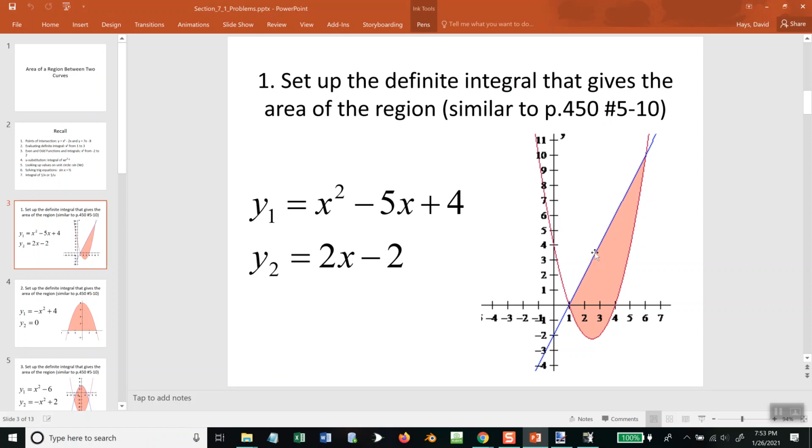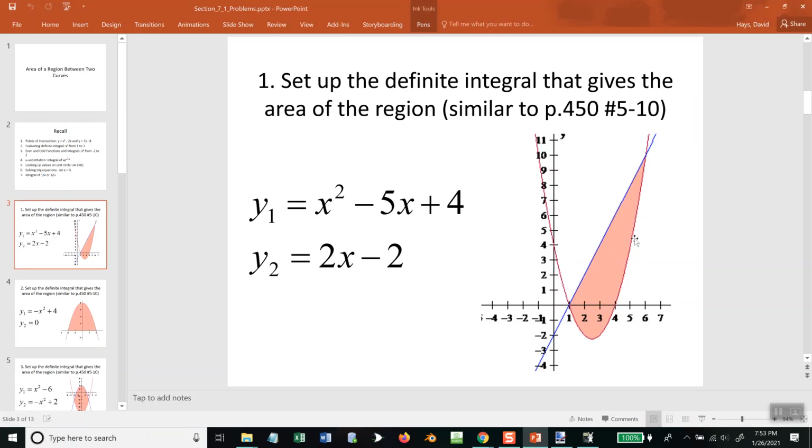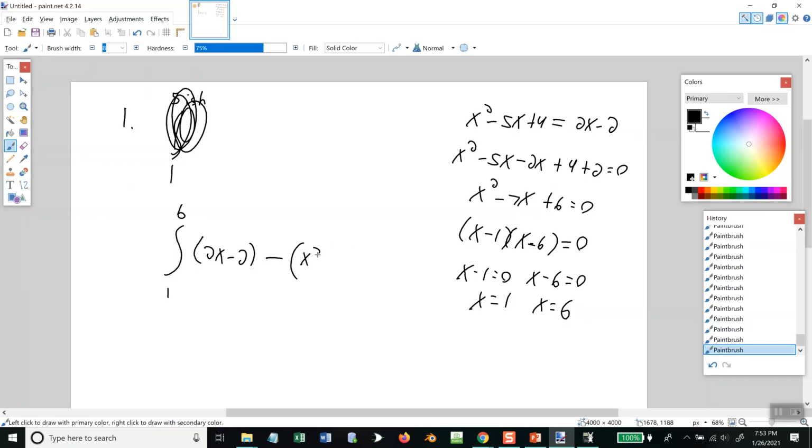Well, this is the line, and it's obviously above the other one, isn't it? Our linear is the 2x minus 2, minus the one that's below, which would be this part right here, which is the x squared minus 5x plus 4. And then dx. All they're wanting here is a setup. They're not wanting us to actually find it.